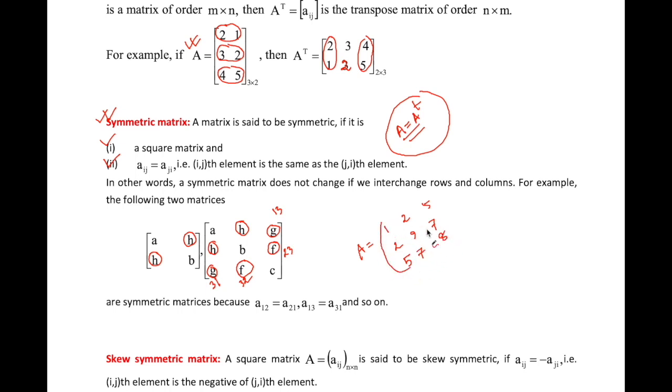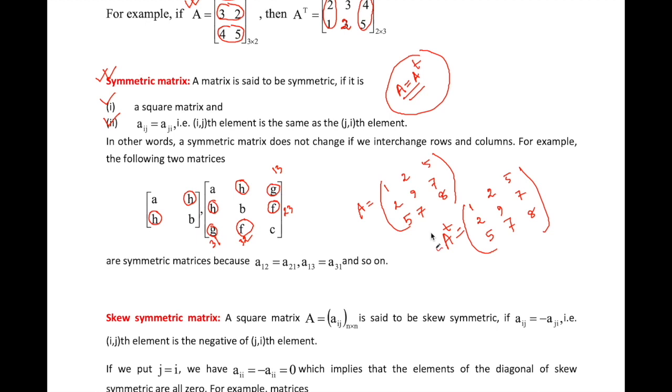This is a symmetric matrix because A transpose will be exactly this one. You see the first row 1 2 5. Let me write the first column 1 2 5 in the A transpose. 2 9 7 will be the second column in A transpose, and 5, 7, 8 will be the third column in A transpose. Now you can see A and A transpose are equal, so it is a symmetric matrix.